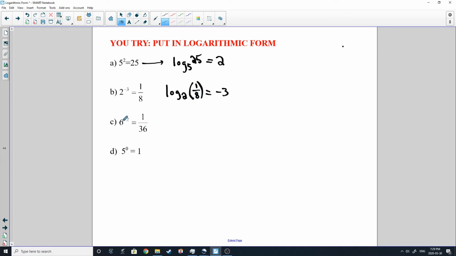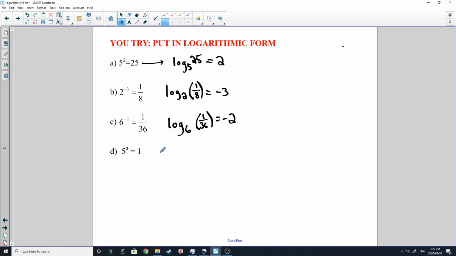This one here, we got 6 to the -2 is 1 over 36. So if we're going to write that in log format, the old base becomes the base of the log. Let's do it a little bit differently. The old answer becomes the argument. So we write that in there. And the old exponent becomes the answer. So now we say 6 to the -2 is 1 over 36.